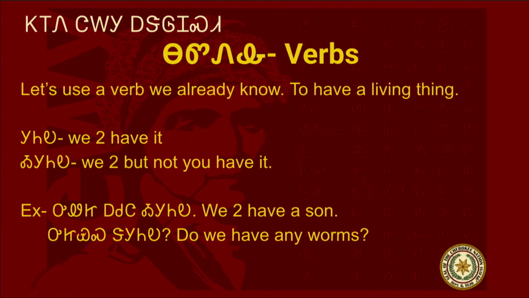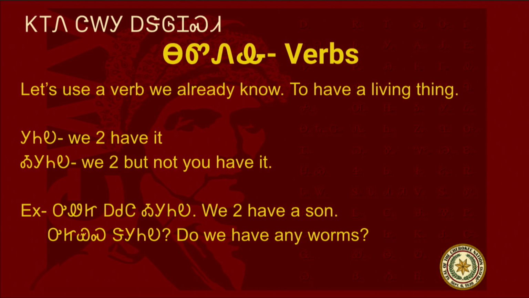Let's use it with a verb we already know. So, to have a living thing, right? We have agi ka, za ka, uwe ka. Those are all the singular subjects, right? Only one subject: I, you, and he or she. Now we're starting to get into plural subjects.